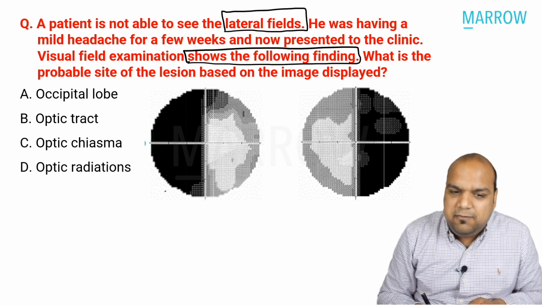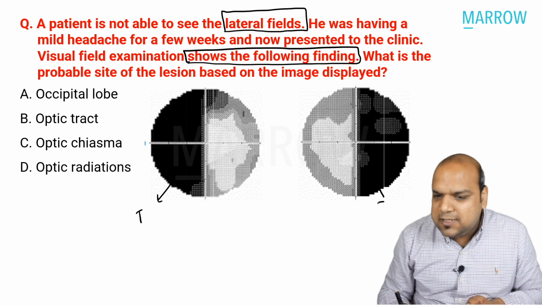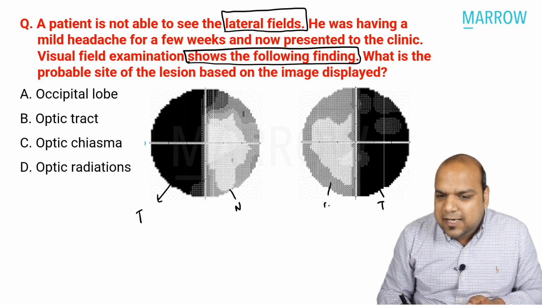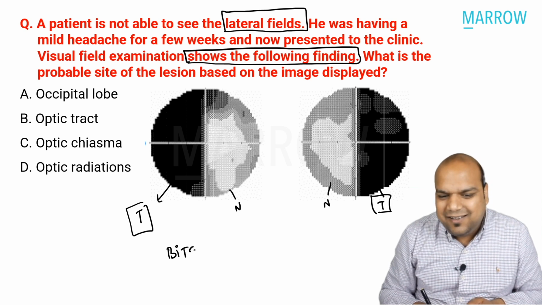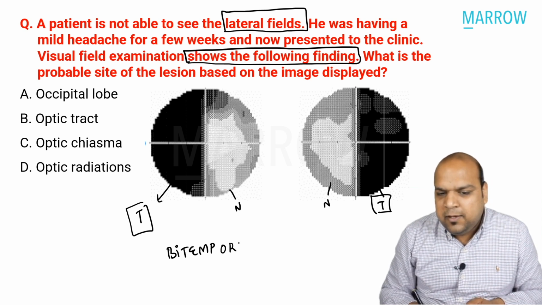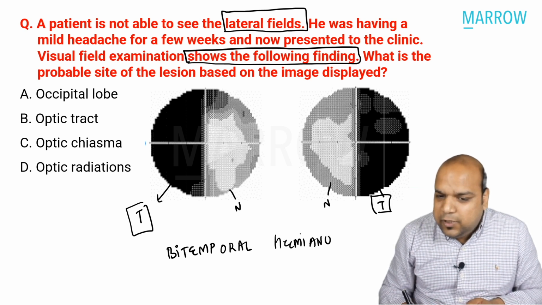So what is this, everybody? We know this is the temporal side. So which side is lost in both the eyes, everybody? In both the eyes, the temporal side is lost. That means it is a straightforward photograph of bitemporal hemianopia. Again, there should have been no confusion.